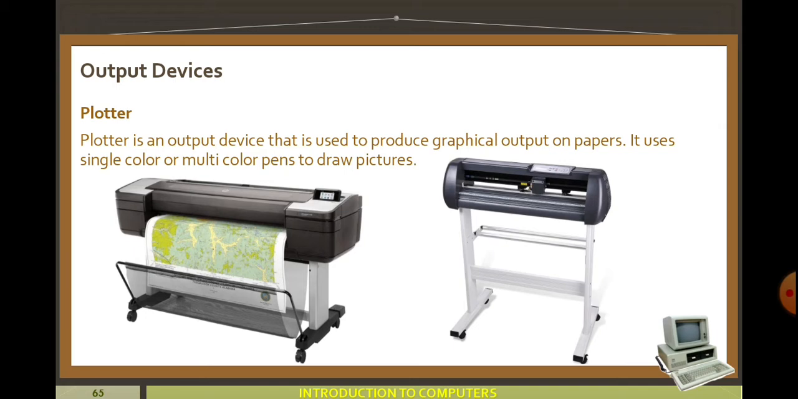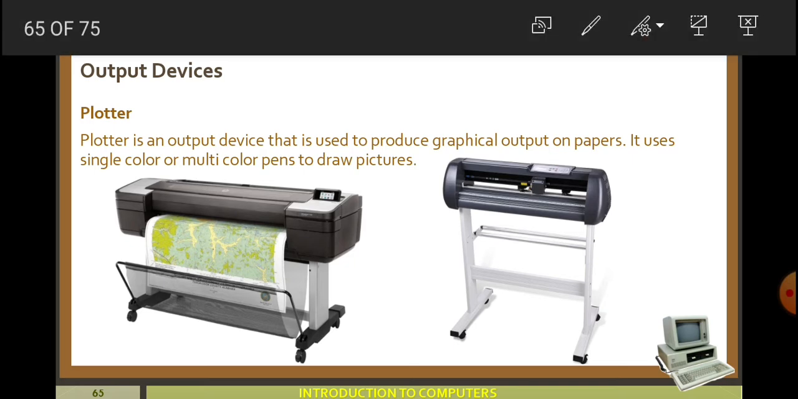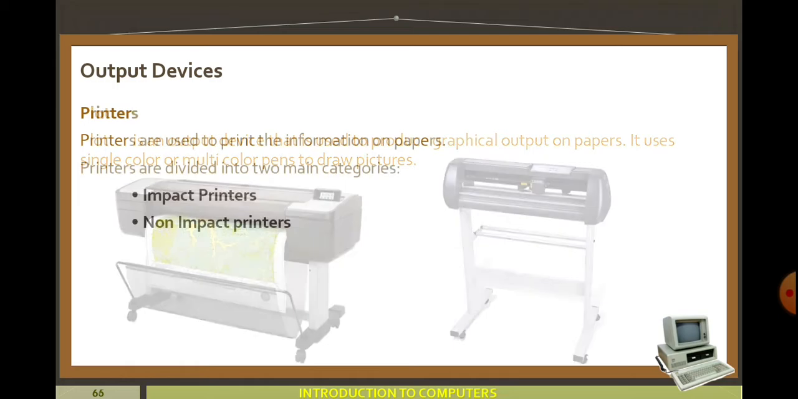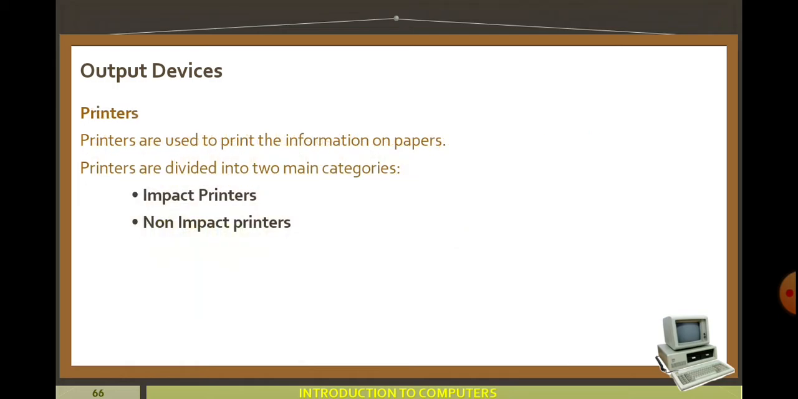See in this example, on this paper we are getting a map diagram as output. It uses single color or multicolor pens to draw pictures. So a plotter is mainly used for taking printouts of large size graphical output on paper. Now you can see the next output device, that is printers.